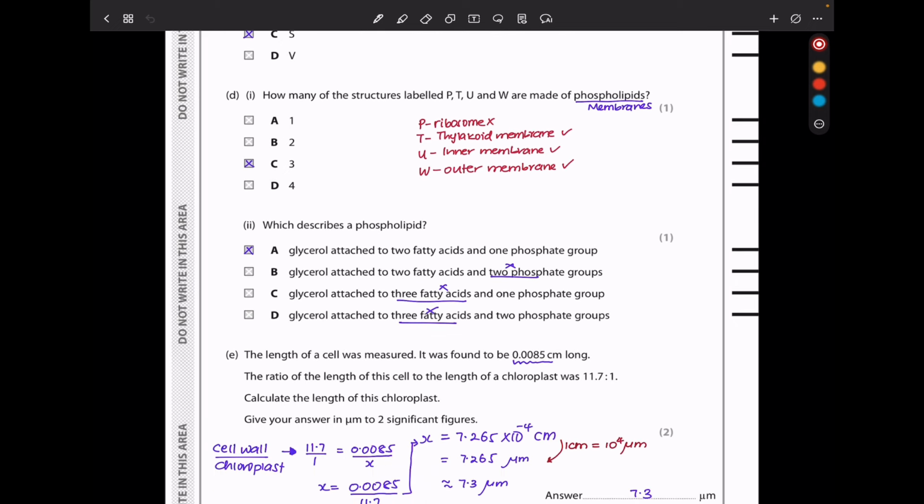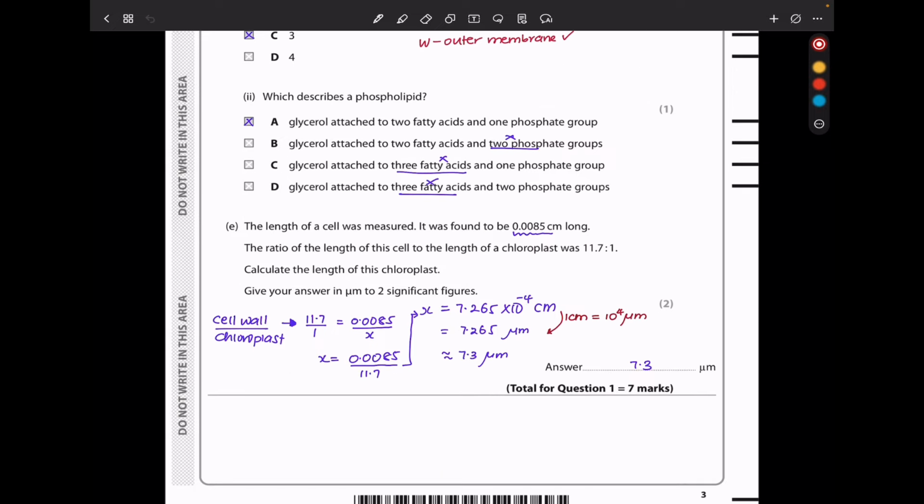Next, they say which describes a phospholipid. A phospholipid has 1 glycerol, 2 fatty acids, and a phosphate. So a glycerol attached to 2 fatty acids and 1 phosphate group, and A is going to be the answer.